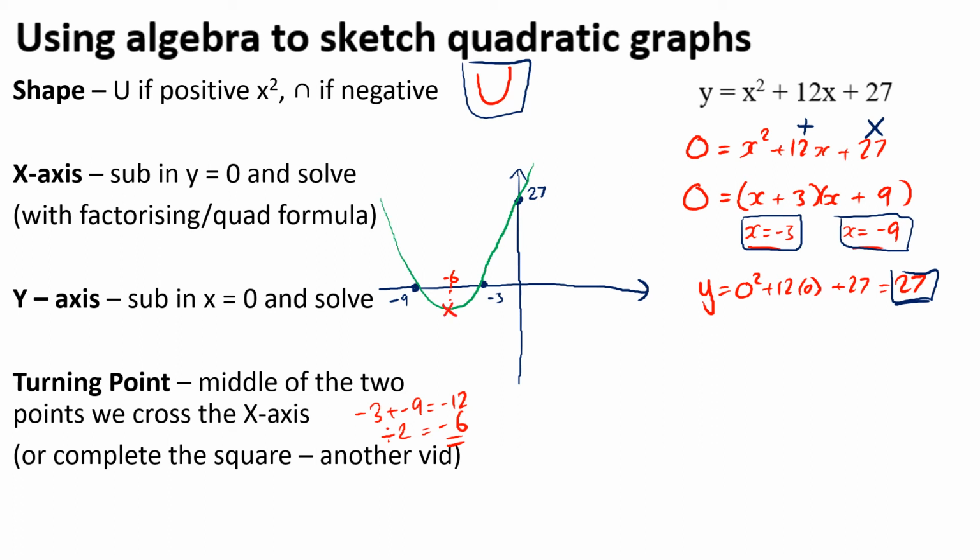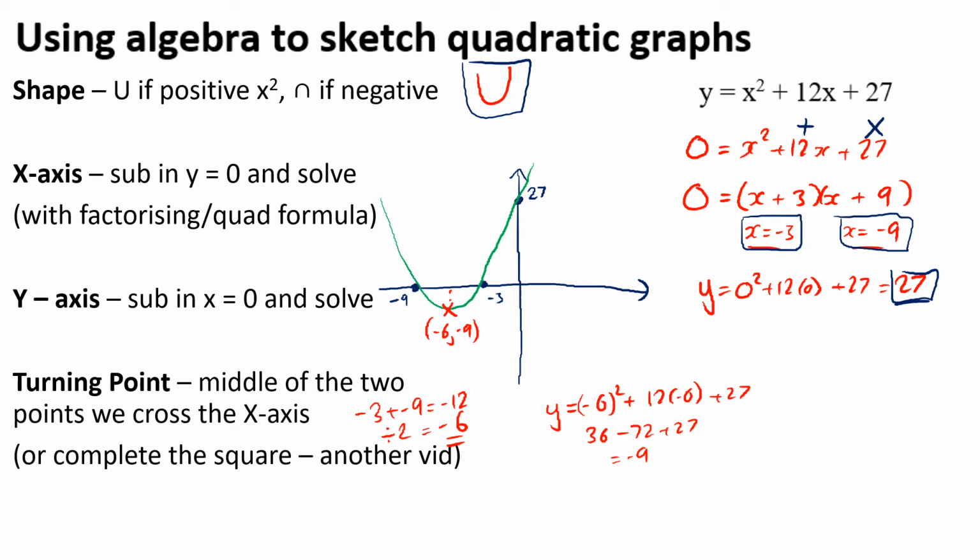Well, if we want to get the y value, we need to substitute that x value into the equation. So we can say y is minus 6 squared, add 12 lots of minus 6 plus 27. Remember, brackets around anything that's negative. 36 minus 72 plus 27. So it's going to give you minus 9. So that coordinate is minus 6, minus 9. And that's it. That is our sketch. Shape, x-axis, y-axis, then turning point. Remember that checklist. It will see you through most of the graphs you ever need to do.